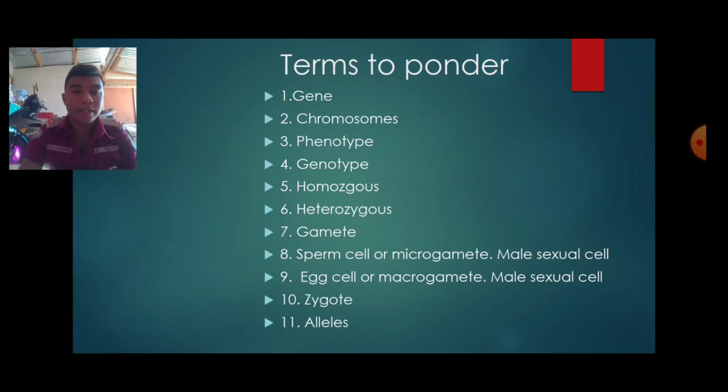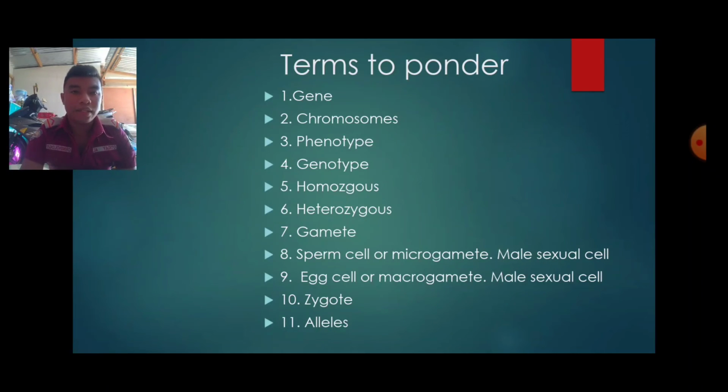Number 5 is homozygous. The homozygous genotype, or pure genotype, is the presence of two identical alleles at a particular gene locus. A homozygous genotype may include two normal alleles or two alleles that have the same variant.